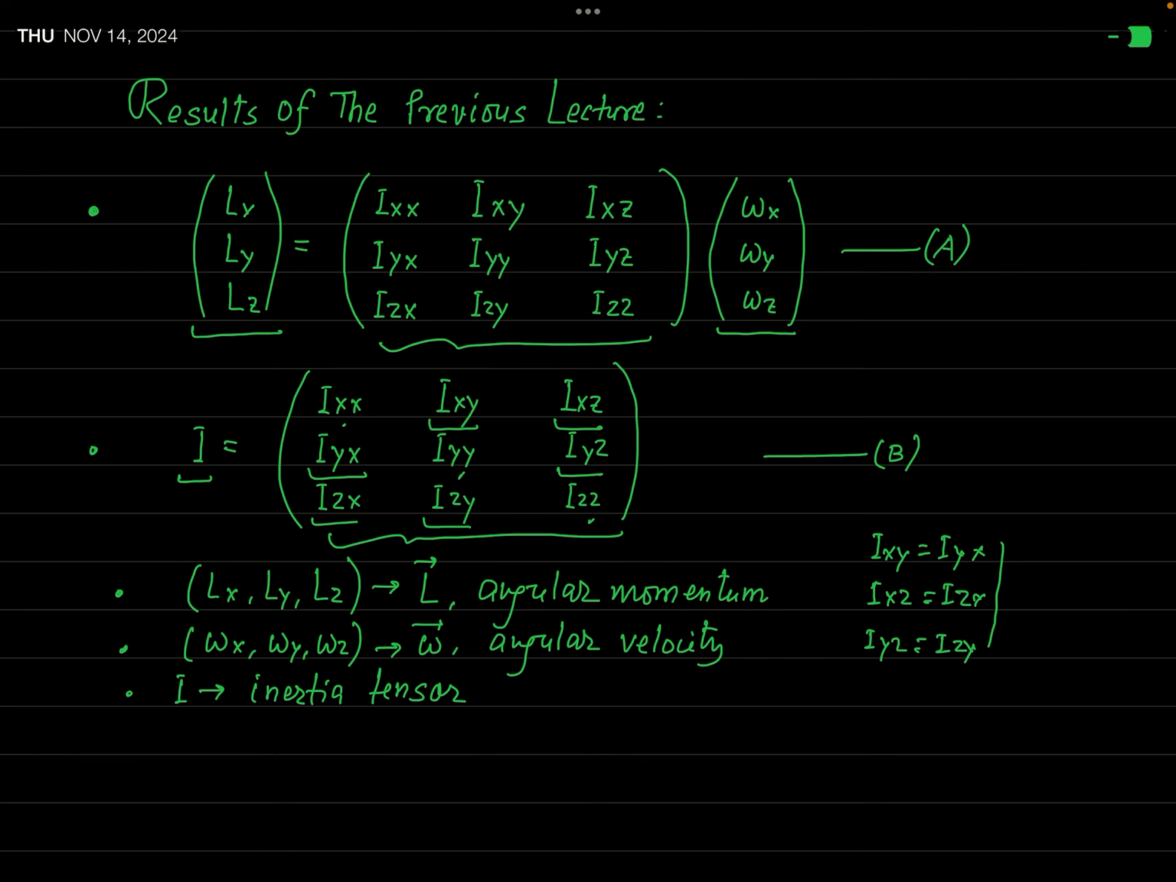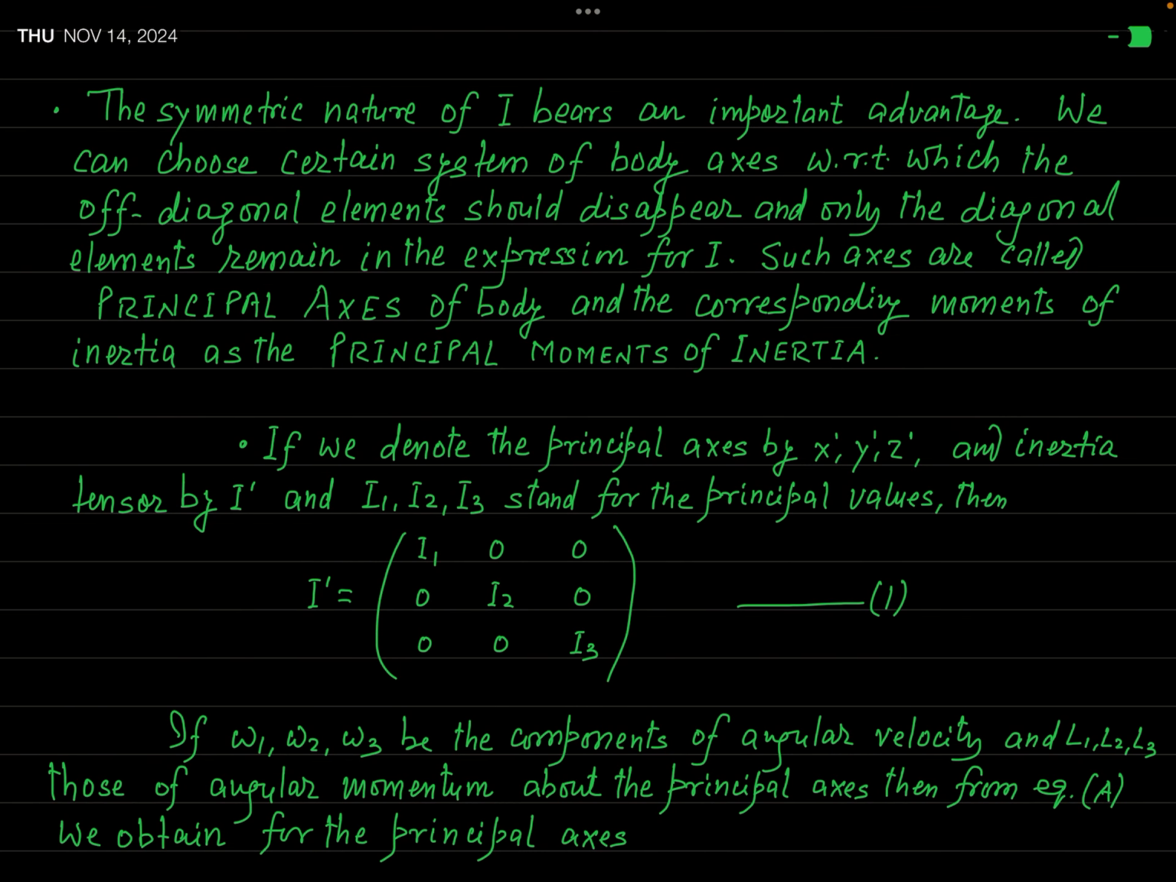I have mentioned all those facts here. You can see I have written: the symmetric nature of I bears an important advantage. We can choose a certain system of body axes with respect to which off-diagonal elements disappear and only the diagonal elements remain in the expression for I. Such axes are called principal axes of the body, and the corresponding moments of inertia are called principal moments of inertia.